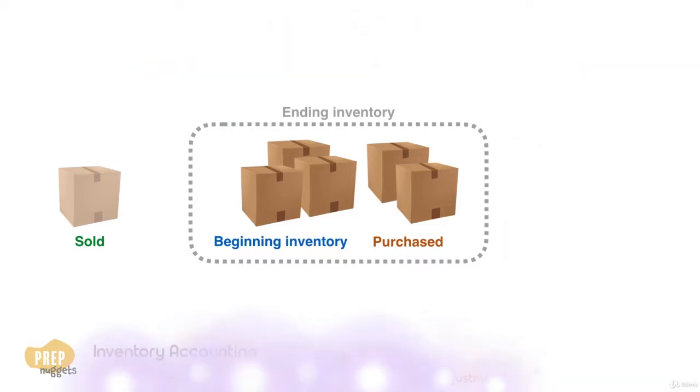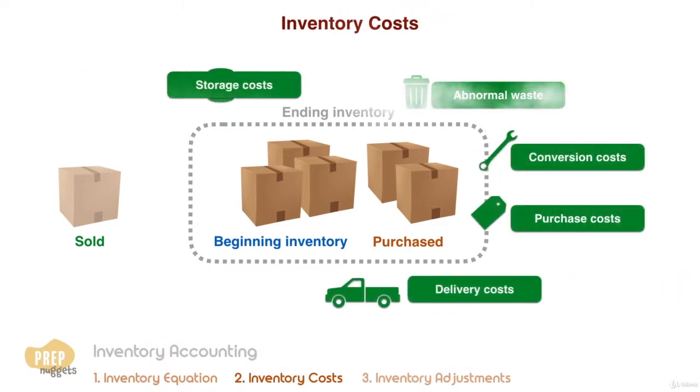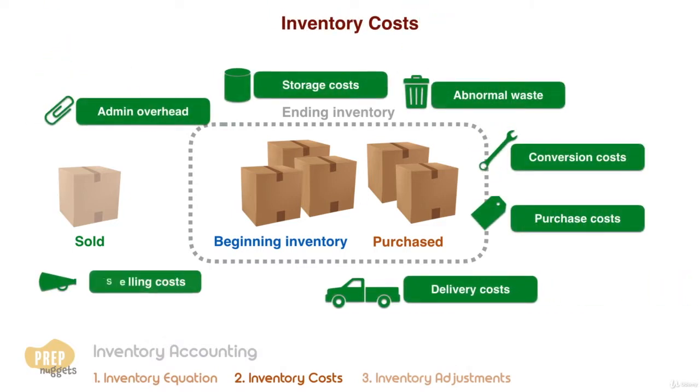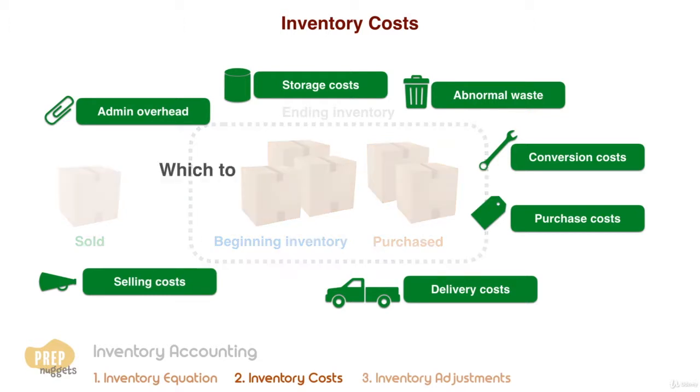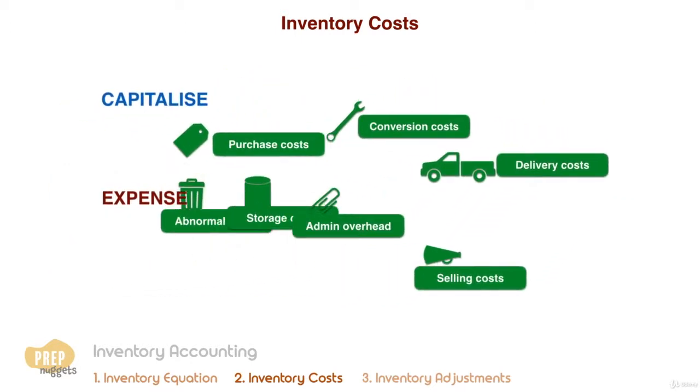In the course of building up inventory, there are several costs that may have been incurred. Which of these costs should be capitalized as inventory on the balance sheet as part of the purchase cost? And which of these should be expensed as operating expenses in the income statement? Both IFRS and US GAAP are clear on this.